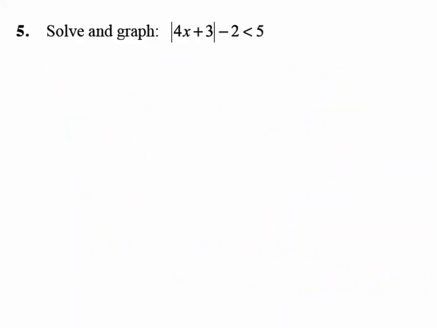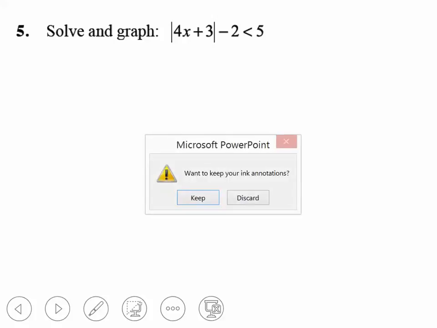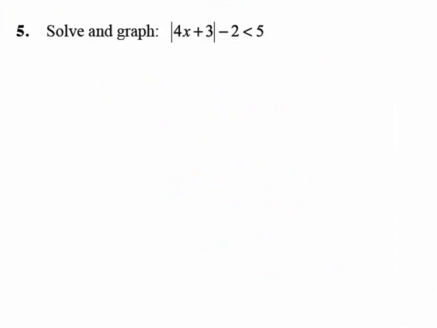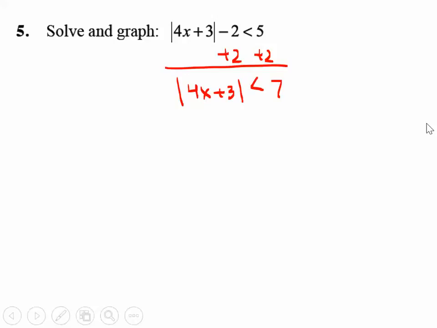I'll give you a hint here. What happens if the absolute value is not all by itself? Got to do a little bit more work there. Alright, hopefully you guys got it here. Since the absolute value is not all by itself, we have to make it all by itself. So we have to add 2 to both sides. And now we can proceed. We had to do that first.